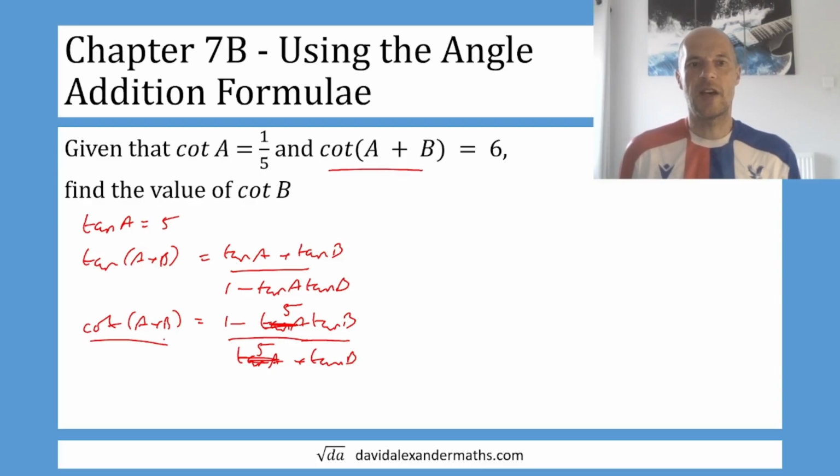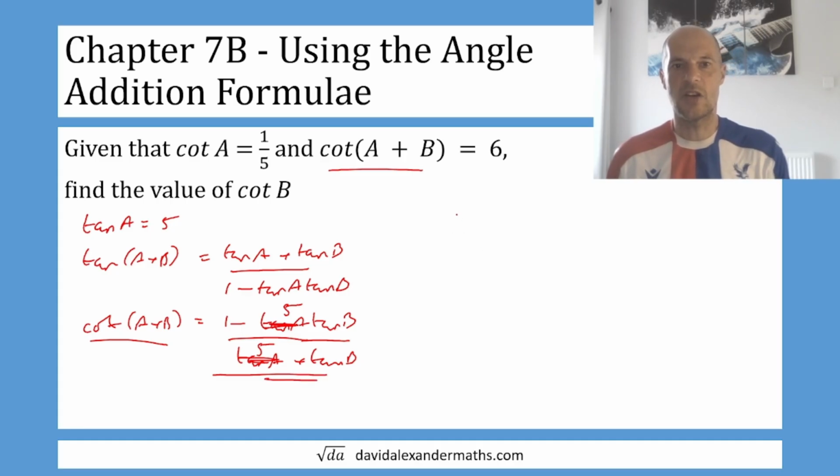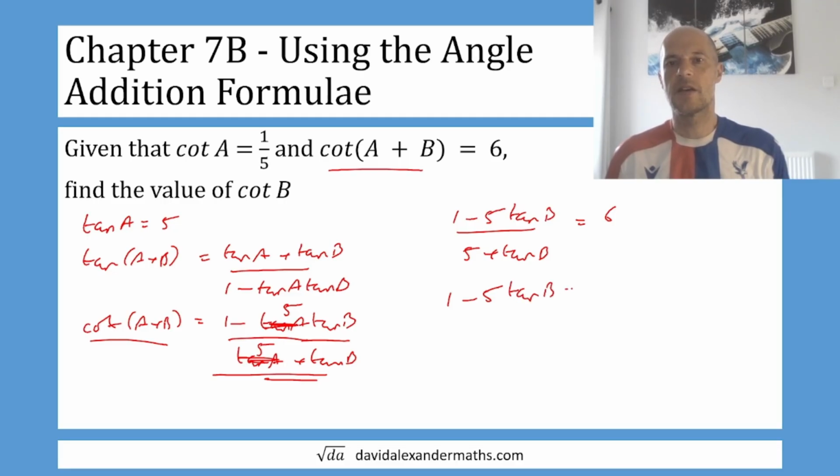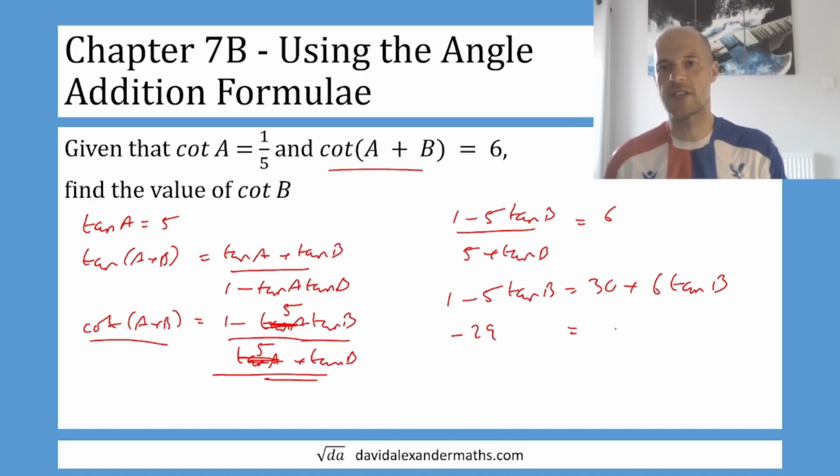Now we've been told that the cot of A plus B equals 6, so therefore this stuff here equals 6. So 1 minus 5 tan B over 5 plus tan B equals 6, and multiplying through by 5 plus tan B gives me 1 minus 5 tan B is 6 lots of 5, which is 30, plus 6 lots of tan B, which is 6 tan B. I'm going to subtract 30 from both sides, so minus 29 equals, and I'm going to add 5 tan B to both sides, is 11 tan B.